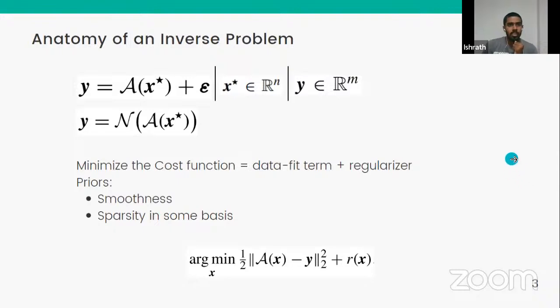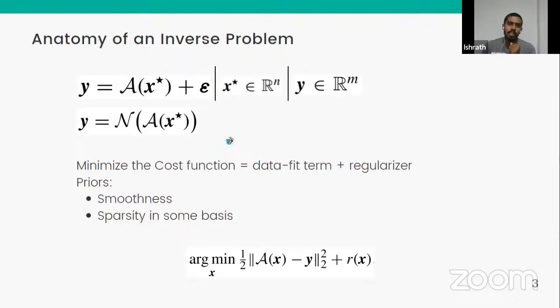Let's have a quick review of the anatomy of the inverse problem. We have a ground truth image or signal, which is a higher dimensional signal than the measurement signal, and we can model the forward process like this. If we have additive noise, we can model it using a plus epsilon kind of equation. Or else, if the noise is non-additive, we can model it using a noise process.